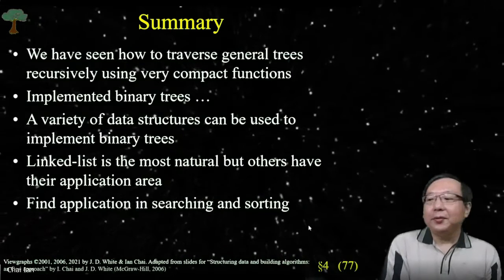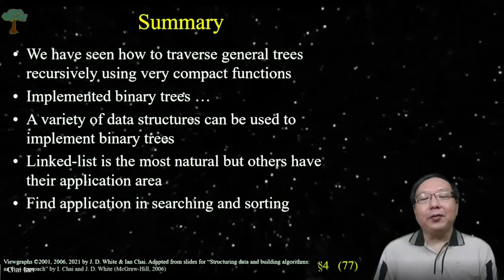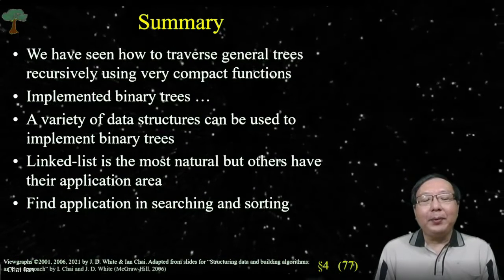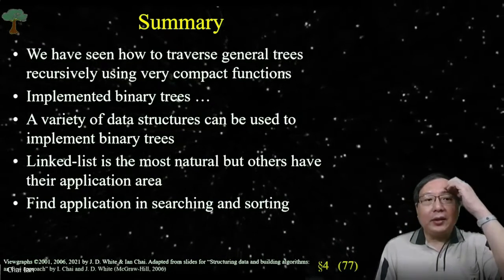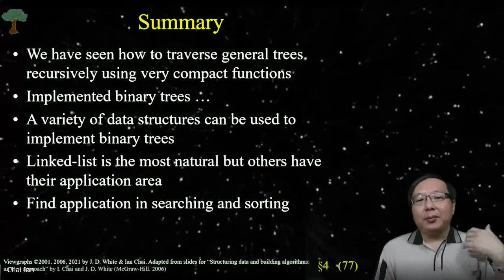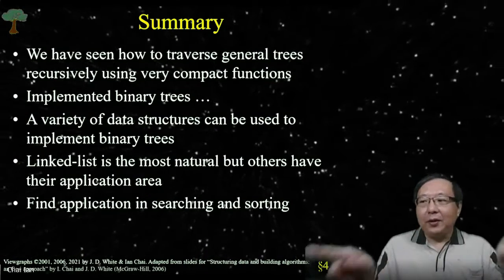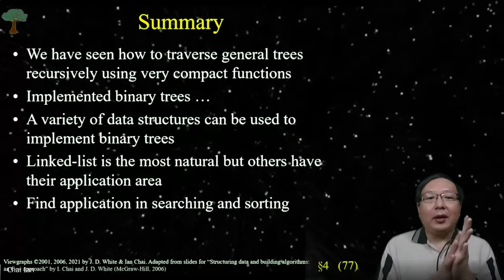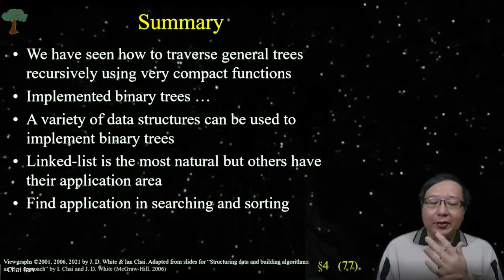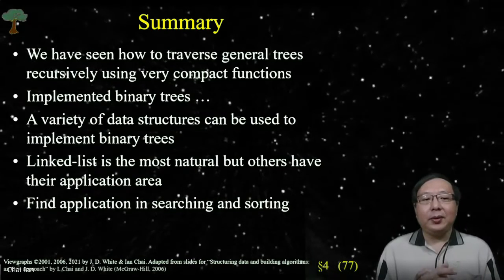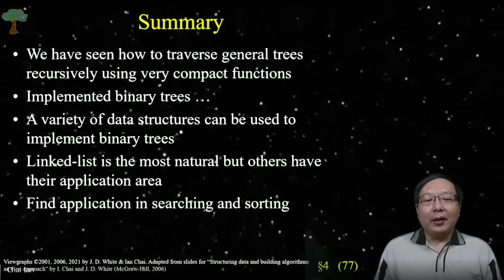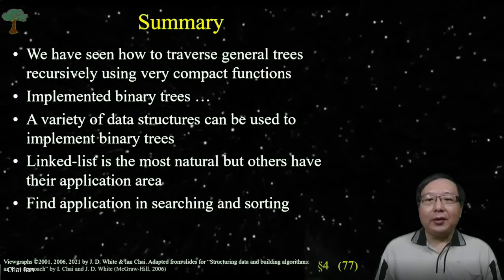So in summary, we have seen how to traverse general trees recursively using very compact functions, and we have implemented binary trees. And a variety of data structures can be used to implement binary trees. We saw linked lists, which is the most natural. Okay, you have links for everything. But the array-based ones also have some reasons for using it depending on the situation. And we can find everything by following the traversal of the trees.